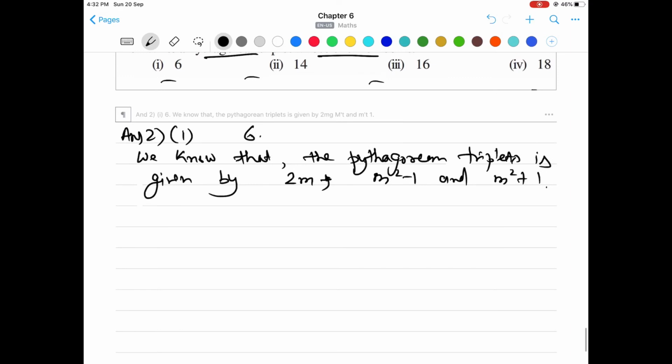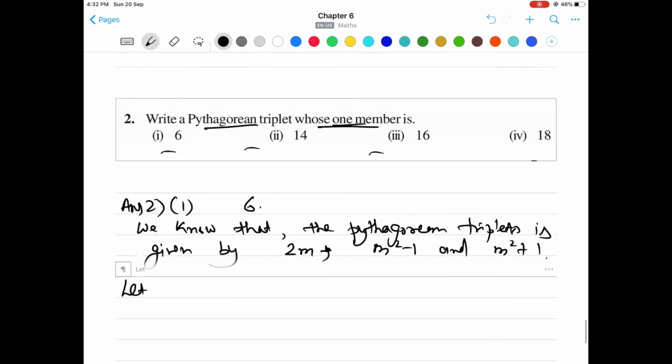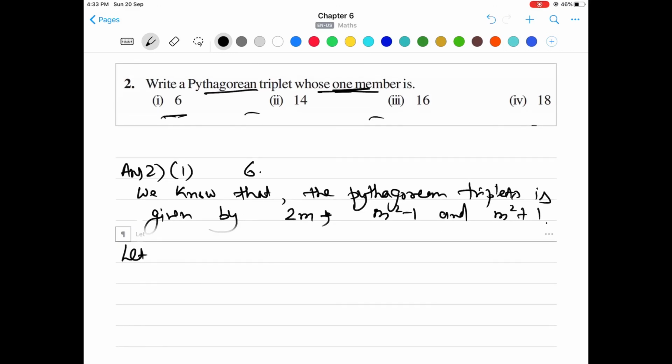So we know that the Pythagorean triplet is given by 2m, m square minus 1 and m square plus 1. As the question says, one member is this number. We don't know which number is represented by 6. Either 6 is representing 2m, or m square minus 1, or m square plus 1. So let's assume that 2m is equal to 6, the given number.